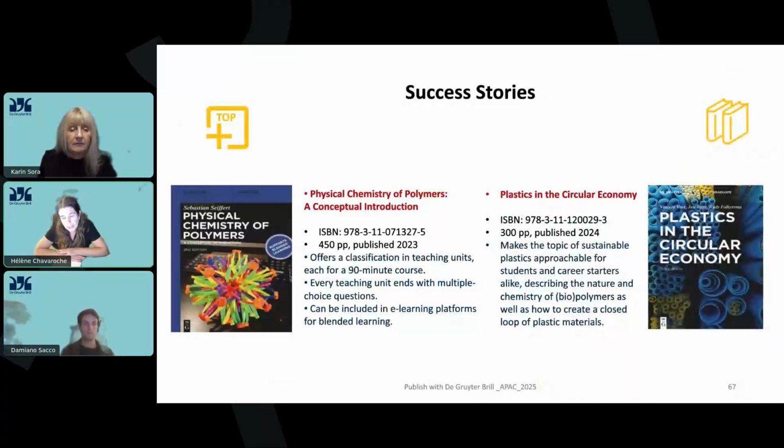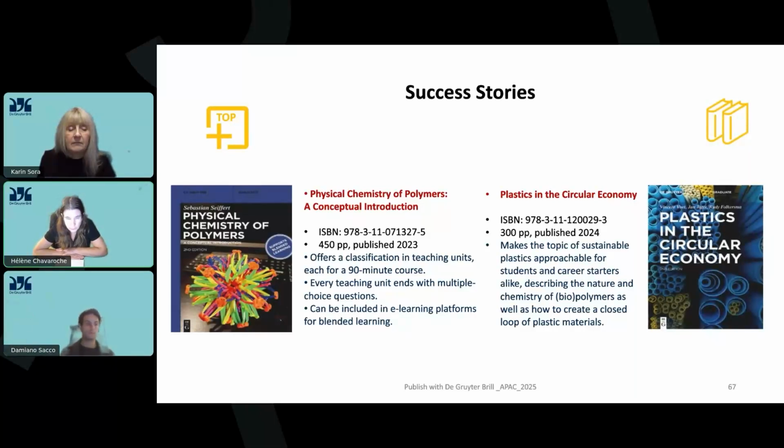So I will speak about two successful books. Why are these two textbooks successful? For the first one, Physical Chemistry of Polymers, the author has a demonstrative innovation. He has developed content that supports blended learning, meaning that a student can engage with part of the material online.